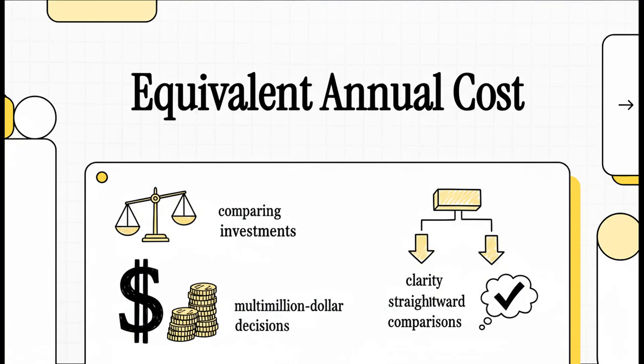All right, let's say you're staring down a massive investment decision. Millions of dollars are on the line. How in the world do you choose between two assets with totally different price tags and completely different lifespans? Well, top firms use a surprisingly powerful tool for this exact problem, the equivalent annual cost, or EAC.